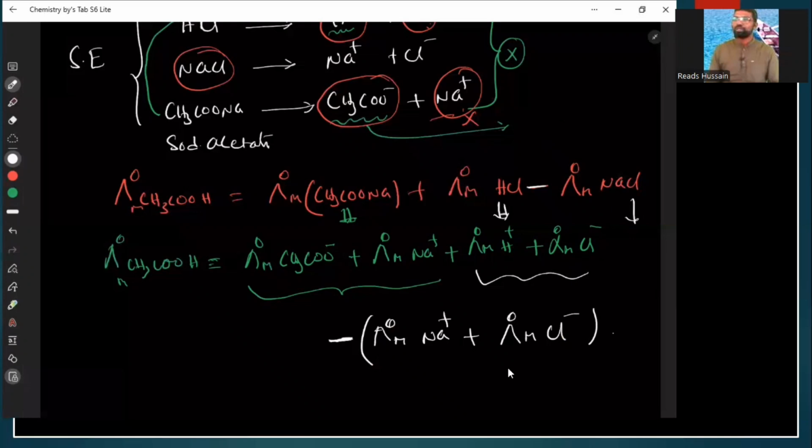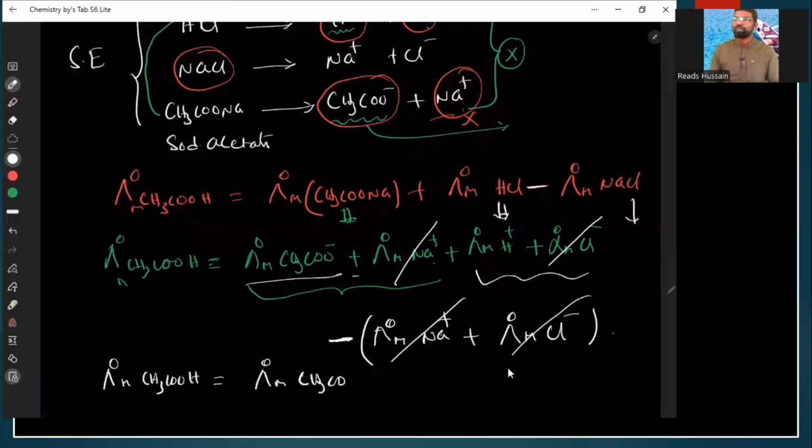Now, dear students, cancel all these things. Similar terms you cancel. See, plus Na plus and minus Na plus cancel. Plus Cl minus and minus Cl minus get cancelled. So finally what do you get? Limiting molar conductivity of CH3COOH is equal to limiting molar conductivity of, what is left here? This one is left now.